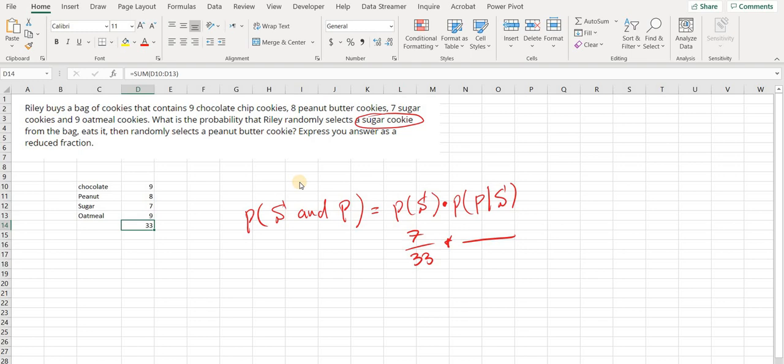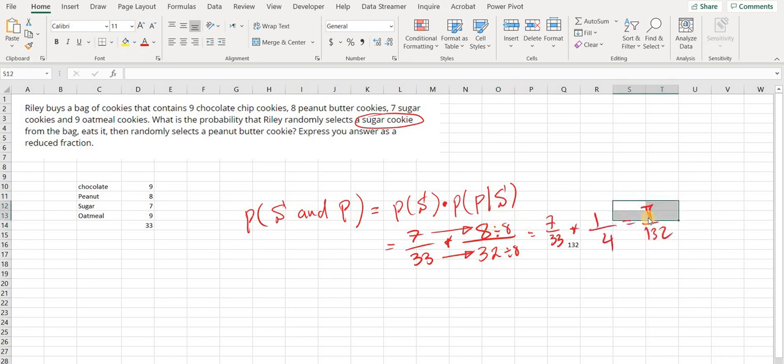Now, since Riley ate the first cookie, that means the number of cookies is going to be reduced. And then the probability of selecting a peanut butter cookie is going to be how many peanut butter cookies are available. That is 8 out of the 32 cookies. So now all we need to do is just multiply across, numerator by numerator, denominator by denominator, and then we're going to reduce. I can actually reduce the fraction before I multiply. If I divide here by 8 and I divide here by 8, I can get 7 over 33 times 1 over 4. Sorry, this is 7 over 132.